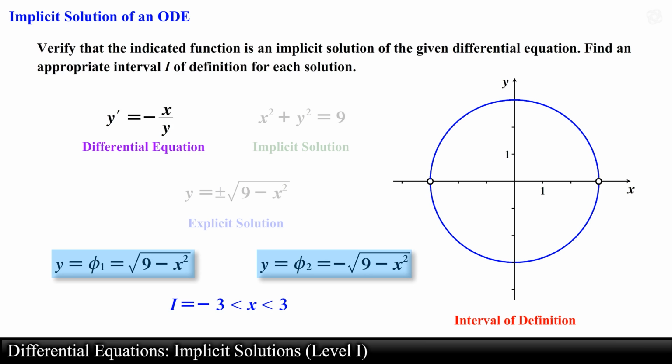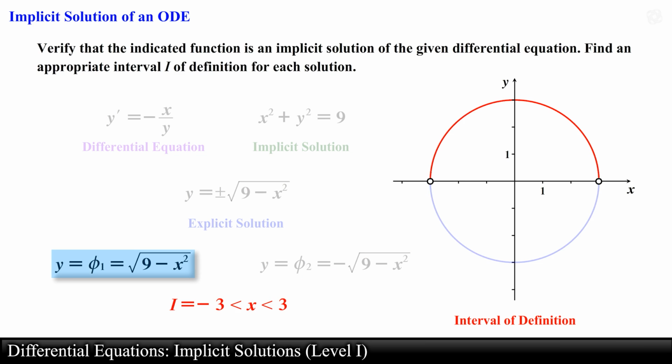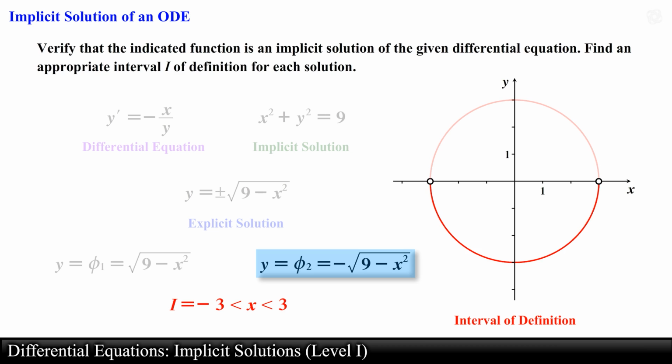As a result, we have two options for our interval of definition. We can use the first explicit solution and define our interval of definition from -3 exclusive to +3 exclusive. Or we can use the second explicit solution and define our interval of definition from -3 exclusive to +3 exclusive. Either of these intervals can be used as our interval of definition. In a much later video, we will be required to choose one interval over the other. For now, either of the explicit solutions along with their intervals are acceptable answers.